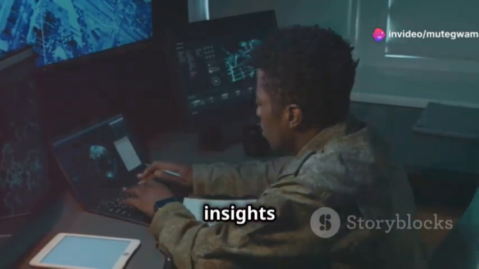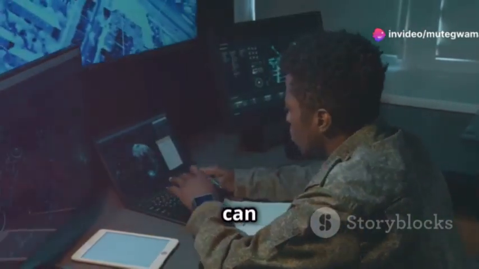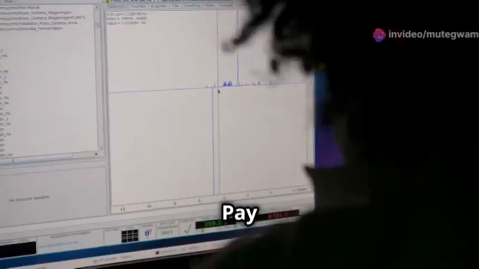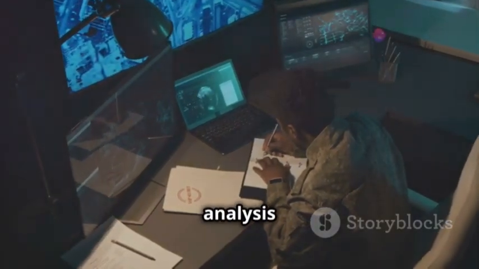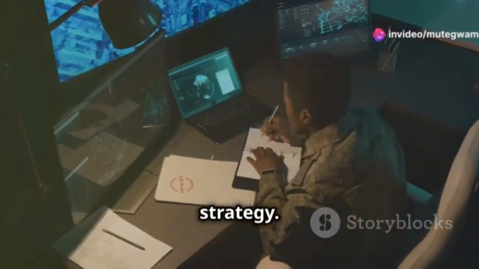Combining the Predictor's insights with your own observations can also improve accuracy. Pay attention to any trends or patterns you notice in the game itself. Use this information to supplement the Predictor's analysis and refine your betting strategy.